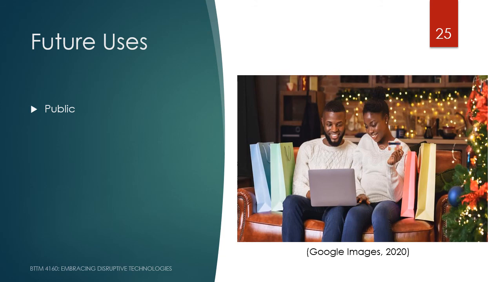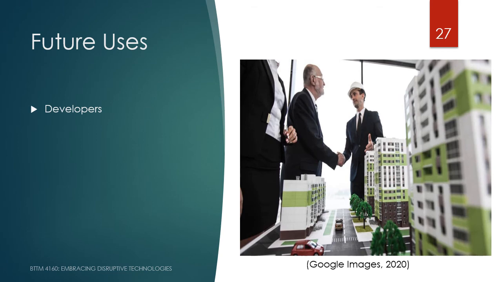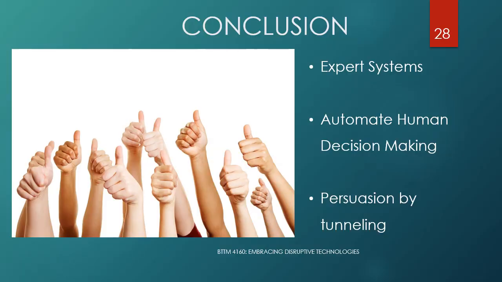Future uses of this system include the public in buying their homes from the ease of their residences, realtors being able to easily search for homes, as well as developers using feedback from this system to design and build estates. In conclusion, expert systems are the way to go. They help to automate human decision making and are persuasive tools by the use of tunneling to direct users through a certain path towards an expected outcome.